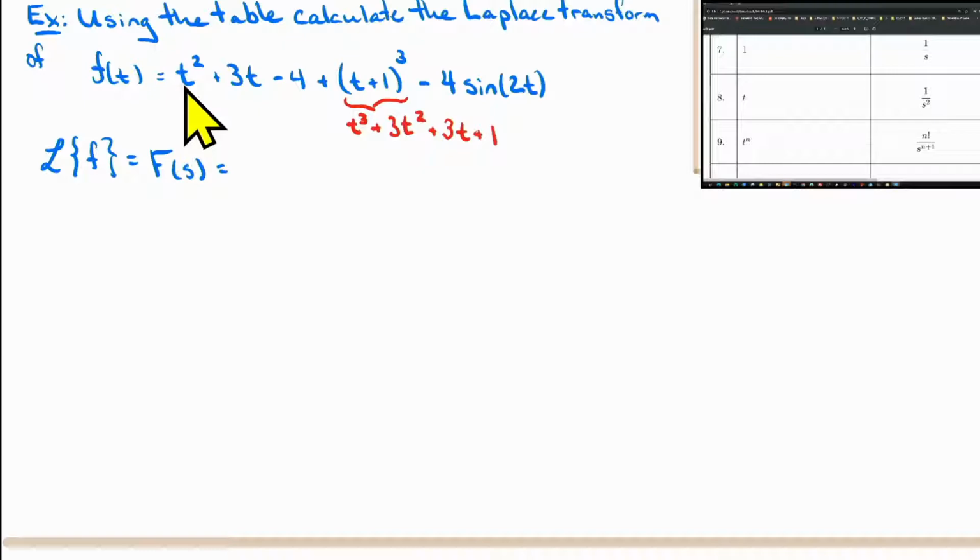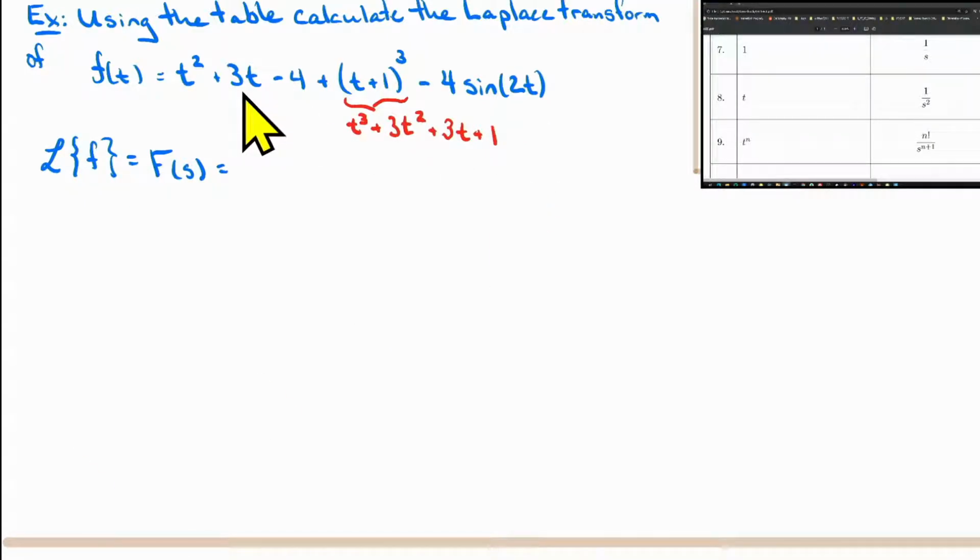Does it leave a factorial, or do you just calculate it? You can just calculate it if you want, or you can leave it in factorial form. So this t squared will become 2 factorial over s to the 2 plus 1, so that's 2 factorial over s cubed. So I'll write that in chat. That would be the first term. I feel weird not being able to write anything.